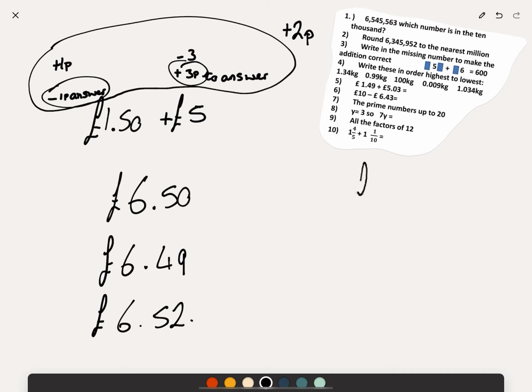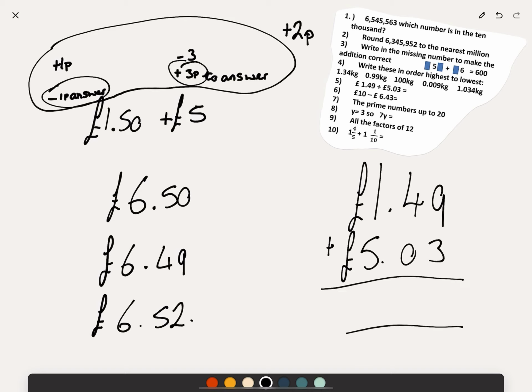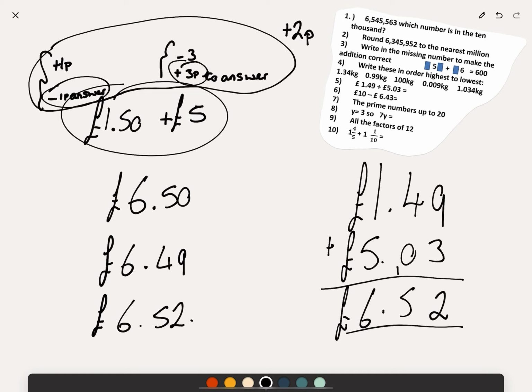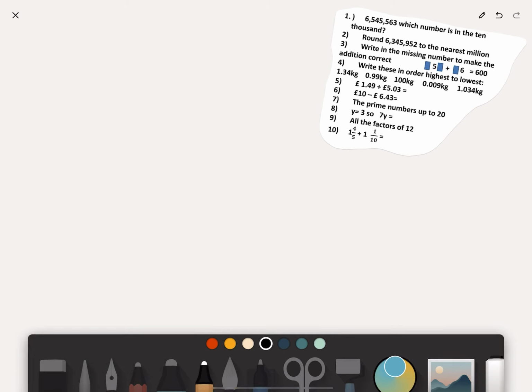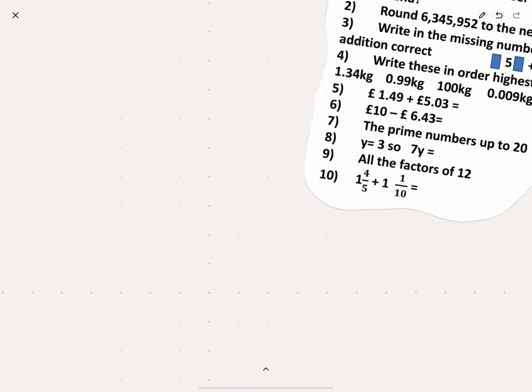Or you could have just done £1.49 add 5.03, and done it that way. And then 9 and 3 is 12, 4 and 5. So it's still going to give you the same answer. Okay, just to prove it. But spotting little shortcuts like that is no problem. You might not need to write all this out, but I think if it's the first couple of times you're using that method, it's definitely worth writing. But again, the question doesn't give you a method to use. You can answer it however you want, as long as you get the answer.